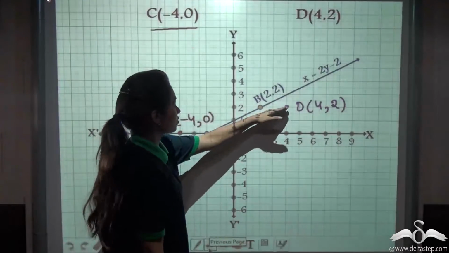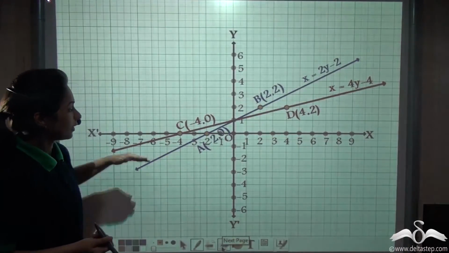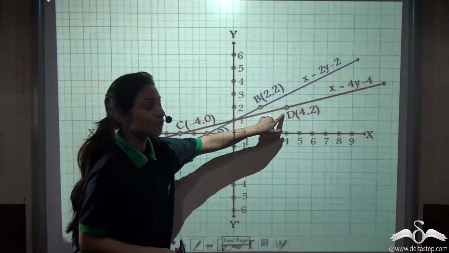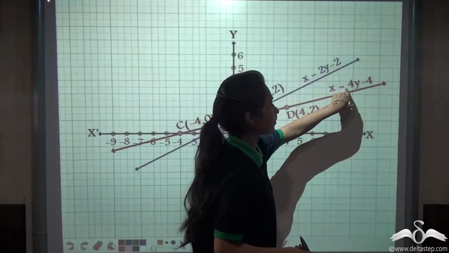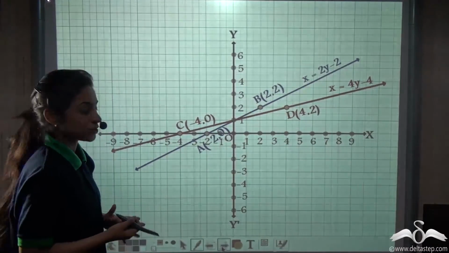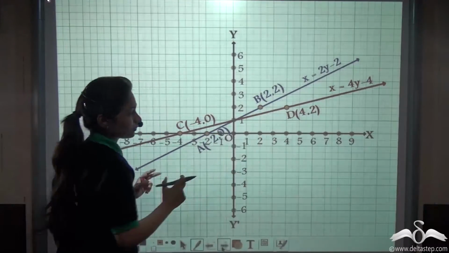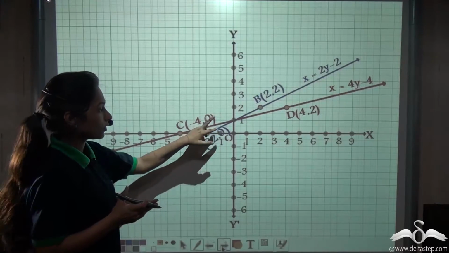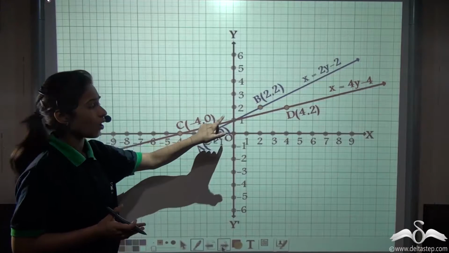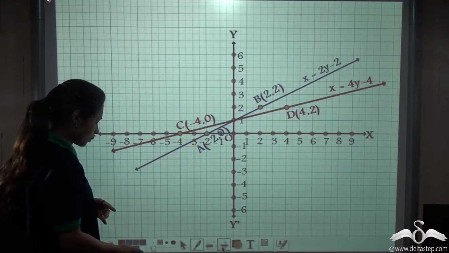Now, let us join these 2 points we have plotted right now. The red line denotes that we have joined the points C and D, which represent the equation x is equal to 4y minus 4, our second equation. So here what do you see? We have plotted the first equation as well as the second equation. You can see that both these lines are intersecting at some point. What does this intersection represent? Can you tell me?